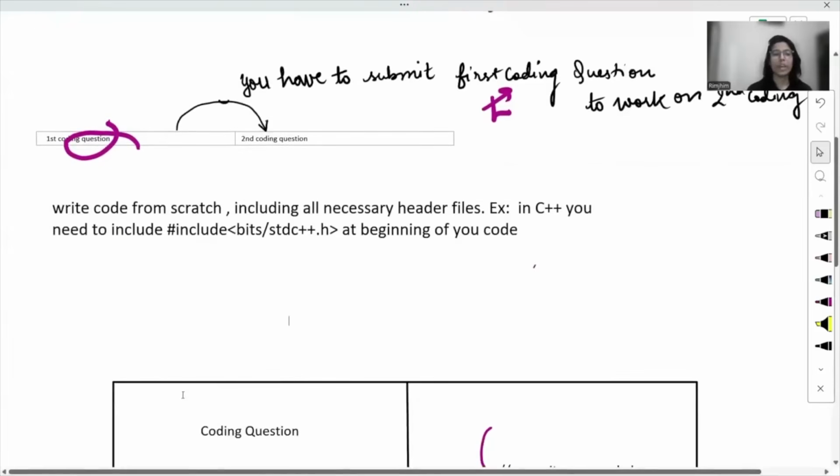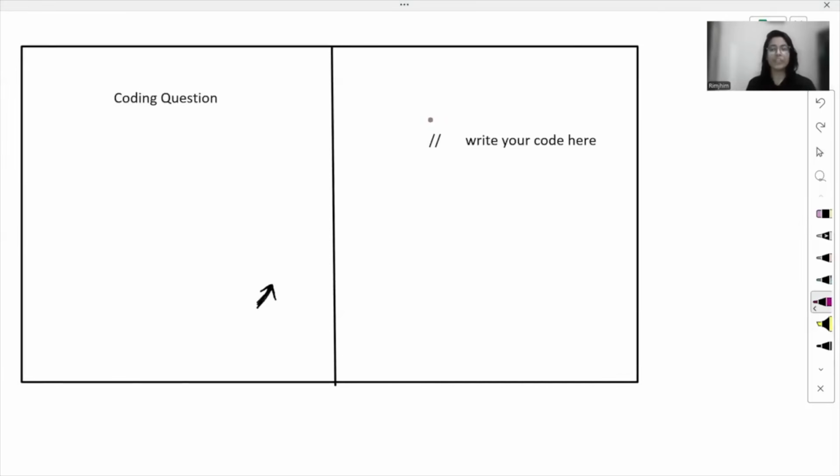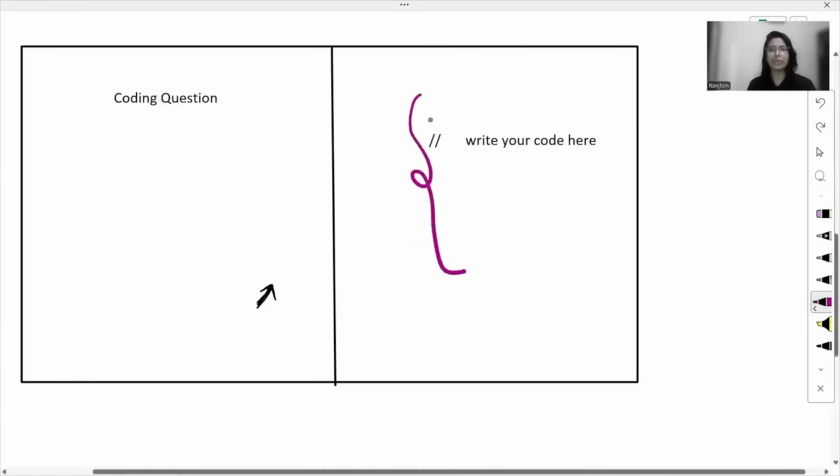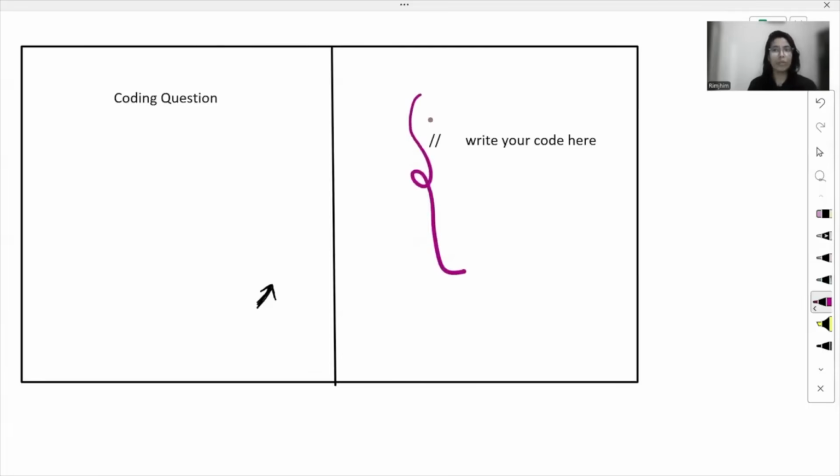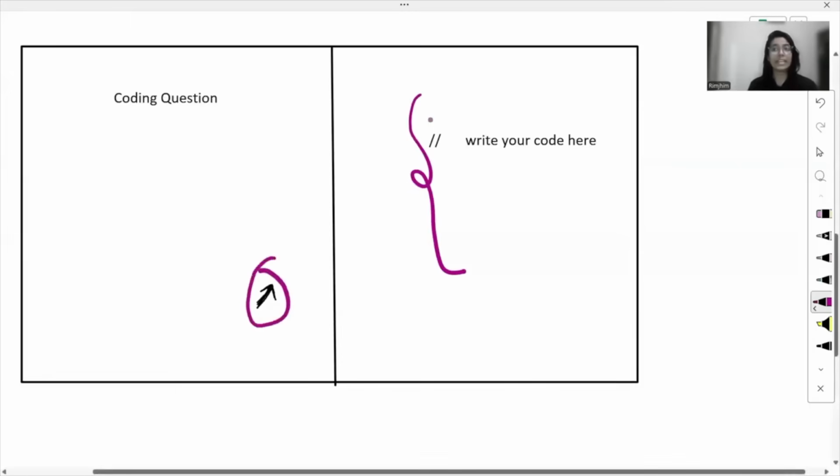Moving on to the next point, you will have to prepare yourself to write the code from scratch, including all the necessary header files. For example, in C++, we need to include these header files at the beginning of your code. Another problem students have faced with the TCS interface is not knowing how to view the expected output for their code. After writing and running your code, you will see your output, but not the expected output. To find it, look for a small arrow near the question. Click on it and you will be able to see the expected output.